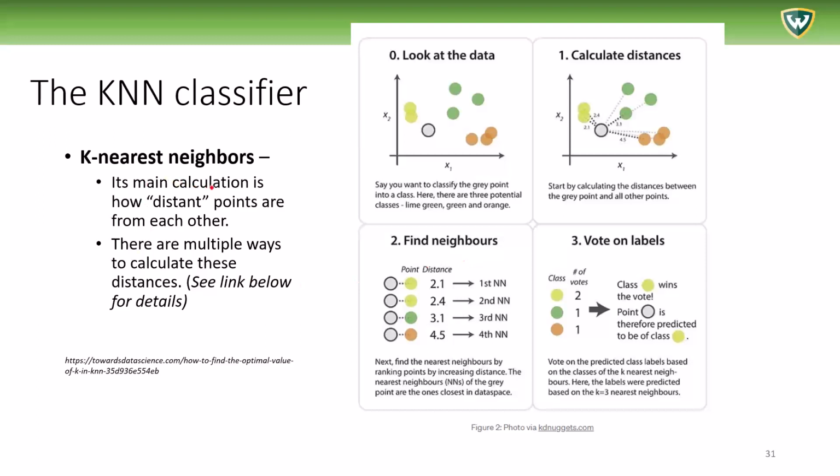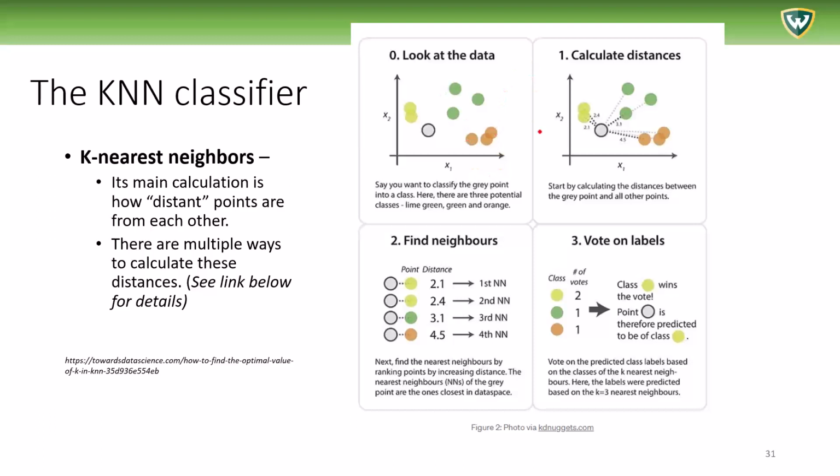The main calculation is really how distant points are from each other, that is, how distant the data instances are from each other. Now there are different ways to calculate distances, so it gets a little bit complex, but you can see this link over here for more details, and you can explore this as you see appropriate. Here we're just going to take an overview.